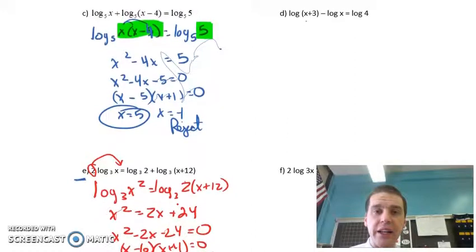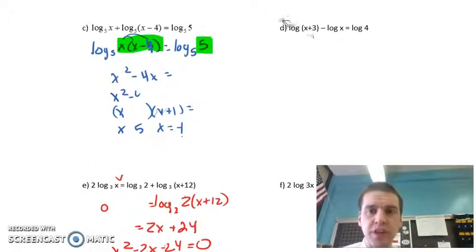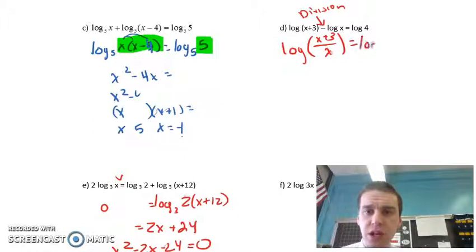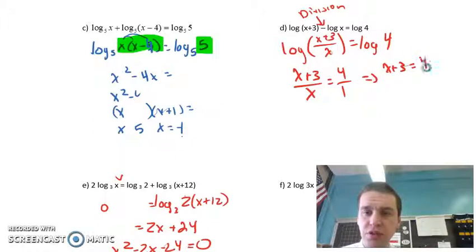We're going to move on to D and F right here. If we look at D, we notice that we have subtraction, which means division. And so we're going to have log of x plus 3 divided by x equals log of 4. Once again, we have two logs here, one on each side, therefore we can set the insides equal to each other. X plus 3 over x equals 4 divided by 1. If you need that divided by 1, it can make it easier to cross multiply. You should get x plus 3 equals 4x. And subtract the x over, you get 3 equals 3x, and so x is going to equal 1.